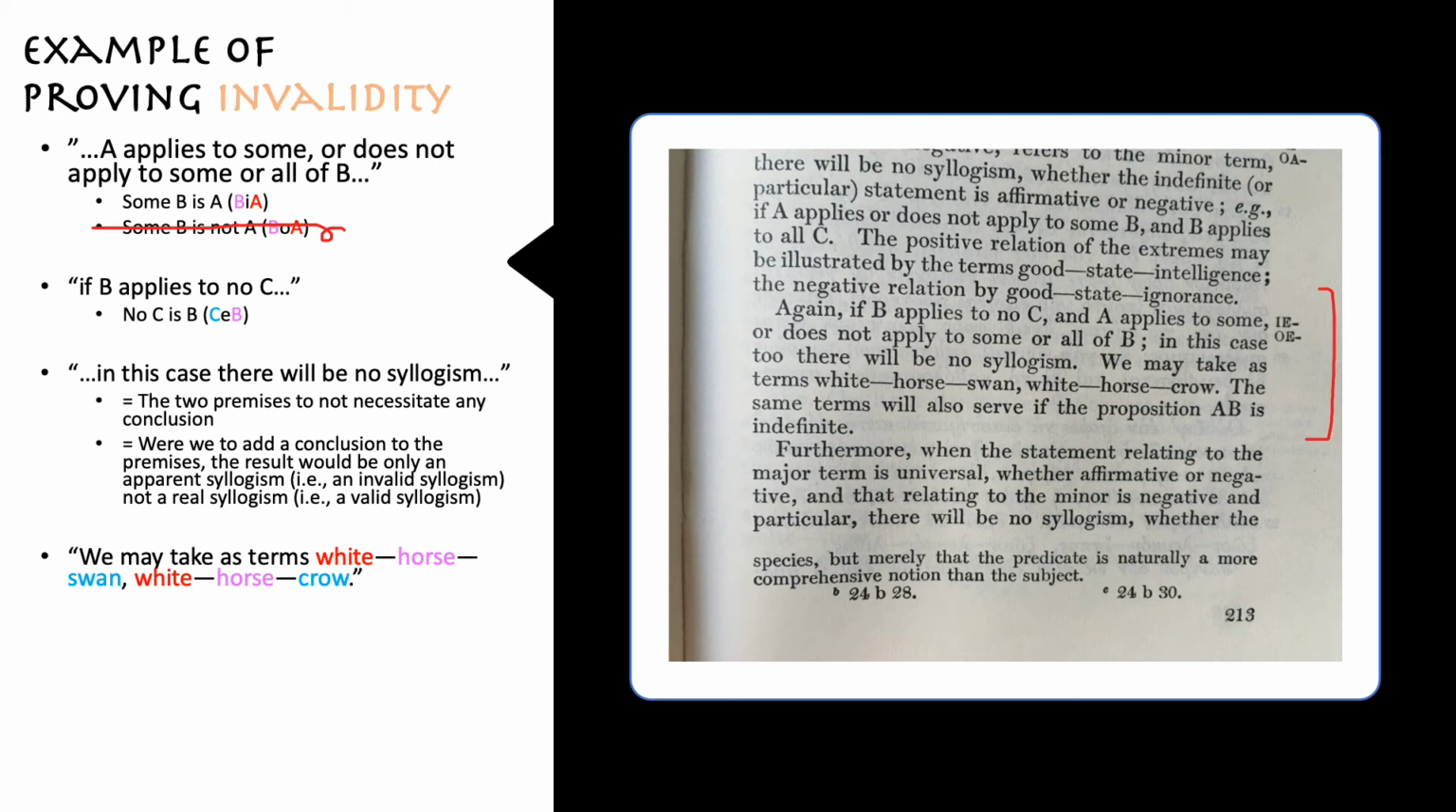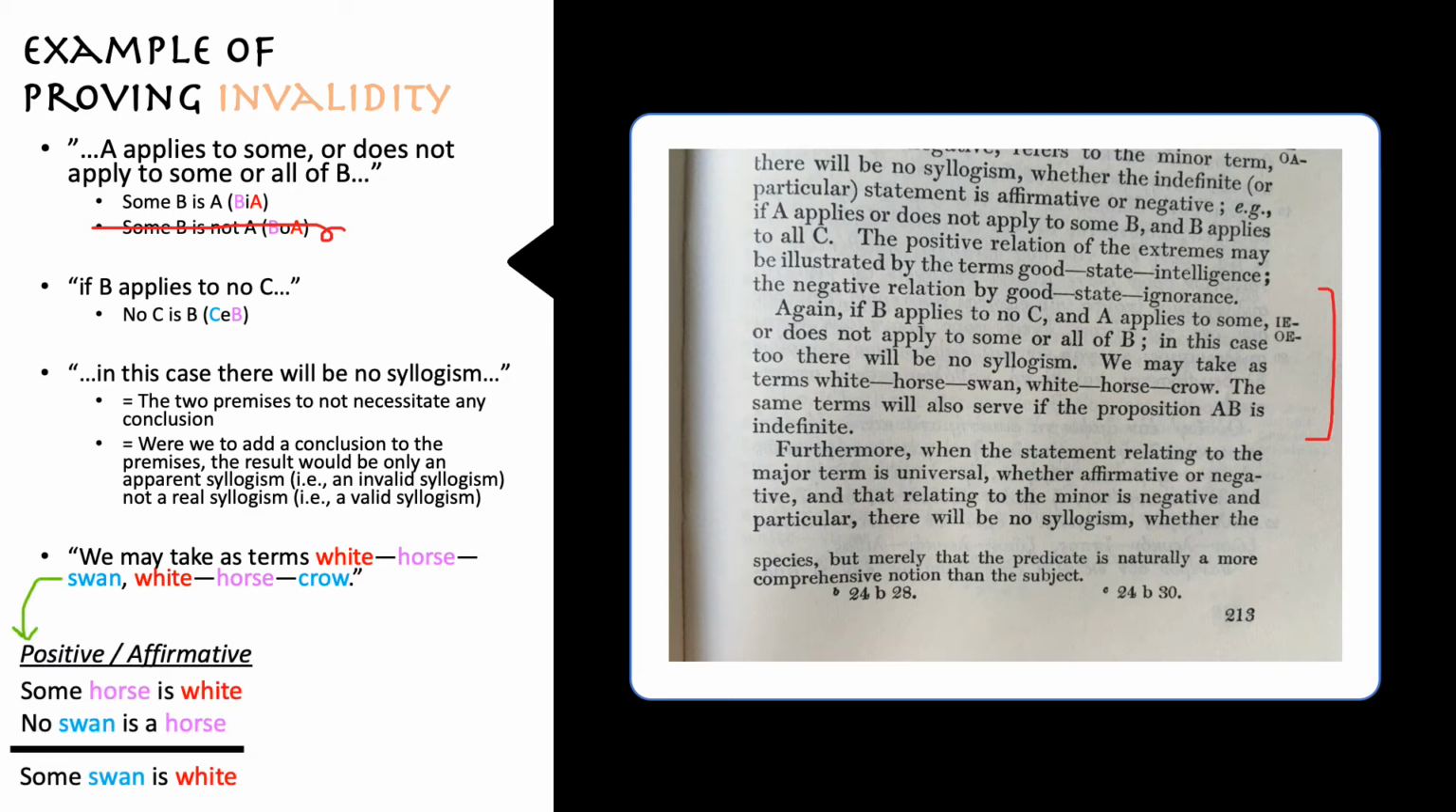What are we to make of the phrase where Aristotle says, we may take as terms white, horse, swan, white, horse, crow? Let's remember what we said previously in this slideshow. Aristotle will arrange examples for the three figures of syllogisms differently. In the first figure, he'll put the major term first, and then he'll put the middle term, and then the minor term. So the example of the major term here is white in both sets of examples. The example of the middle term is horse in both sets of examples. The example of the minor term differs in the two sets of examples he's just given. In the first set, it's swan. In the second set, it's crow.